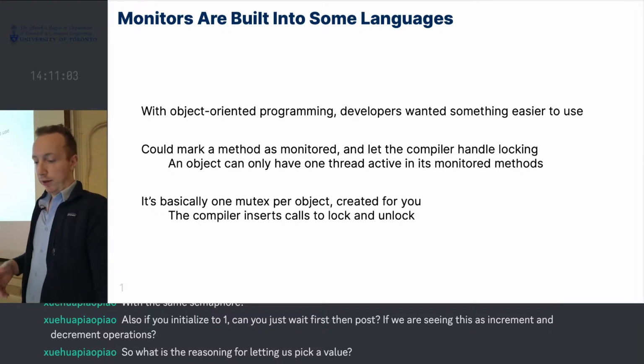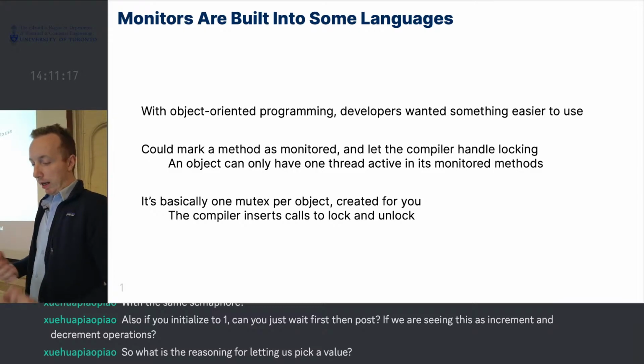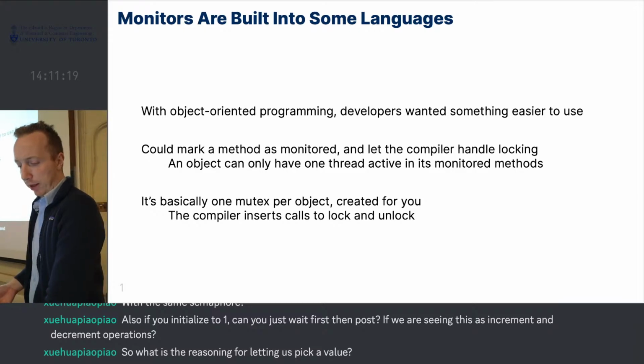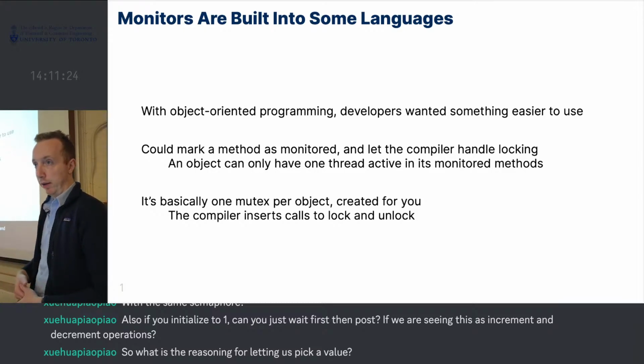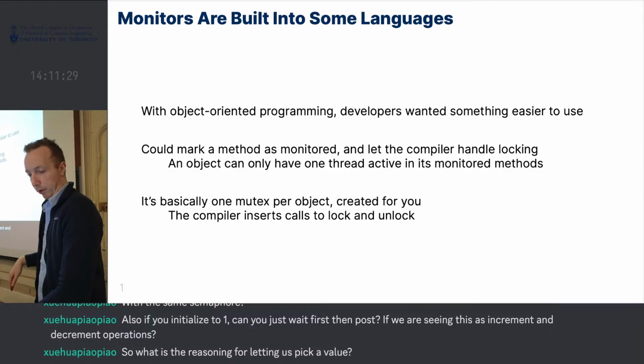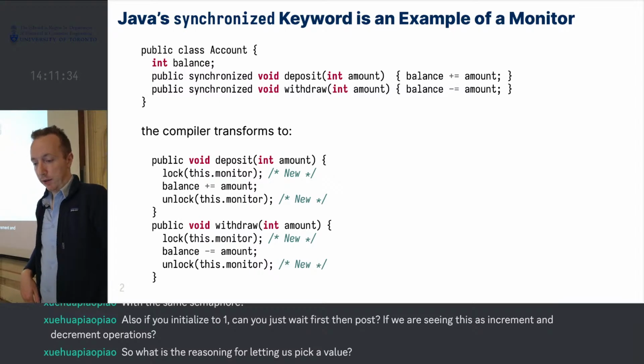So the rule is an object can only have one thread active at a time in its monitored methods. Basically, it means that the object gets a mutex as part of one of its fields. It's created for you, so you don't have to manage it. And then any method that is declared as monitored, the compiler essentially inserts a lock call right at the beginning and then an unlock before every return statement. So if you've done Java, there's a synchronized keyword, and that is an example of a monitor.